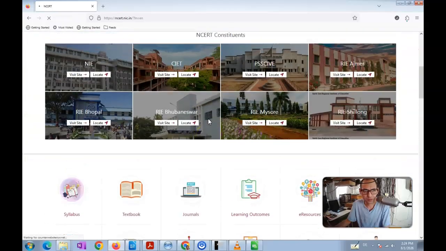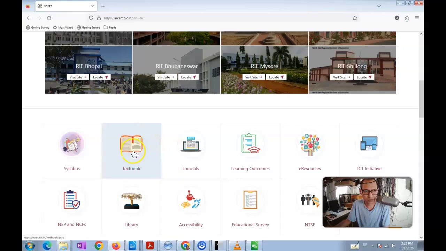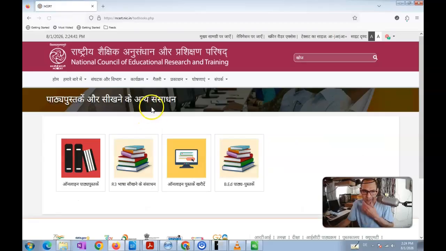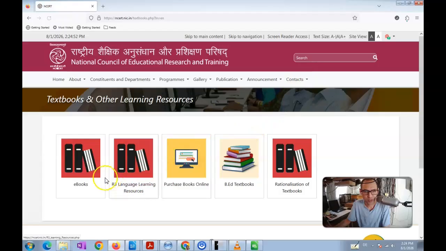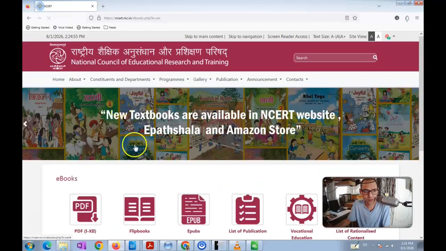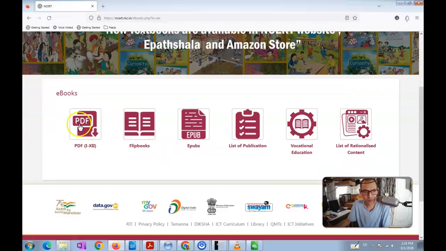Then you scroll down and come to this textbook icon over here, and you click on it. Over here again, the language tends to revert back to Hindi, so you have to keep making it English. So you make it English, and then over here you have ebooks. You click on ebooks, and then over here you have PDF 1 to 12. Click on that.